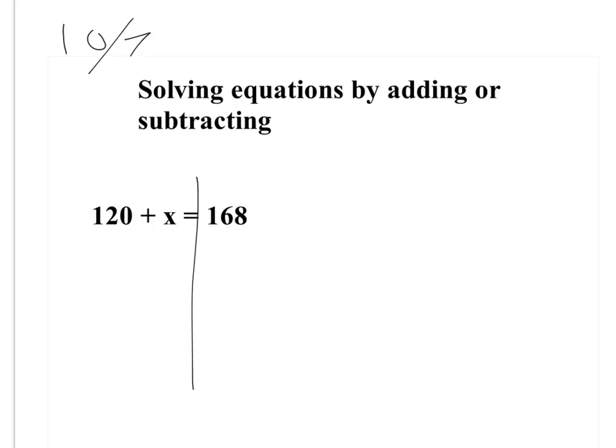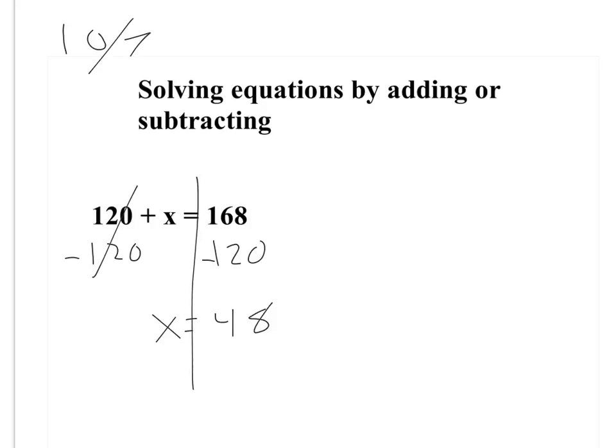Someone raise their hand and tell me, what am I doing to x? Ben? I'm adding it to what? I'm adding it to 120. So I do the opposite to get x by itself. What's the opposite of adding 120? Subtracting 120. What's 120 minus 120? 0. It cancels itself out. Now what I do to one side, I do to the other. So I've got 168 minus 120. So what is x equal to? 48.